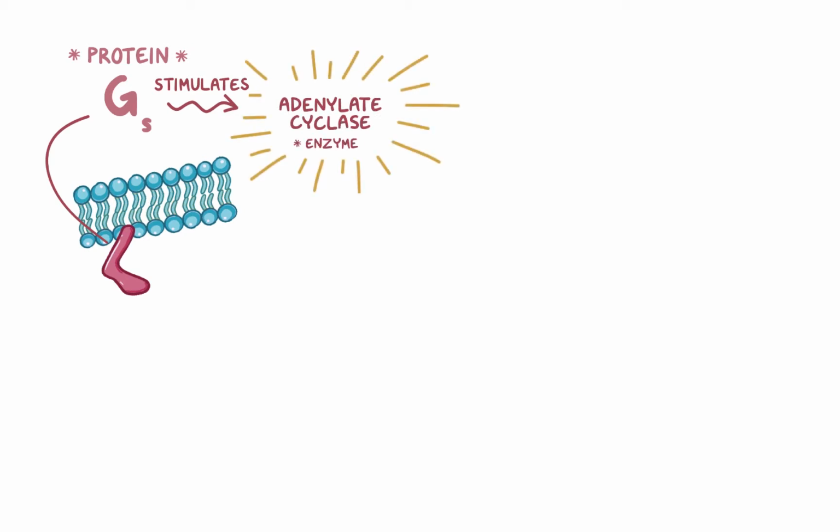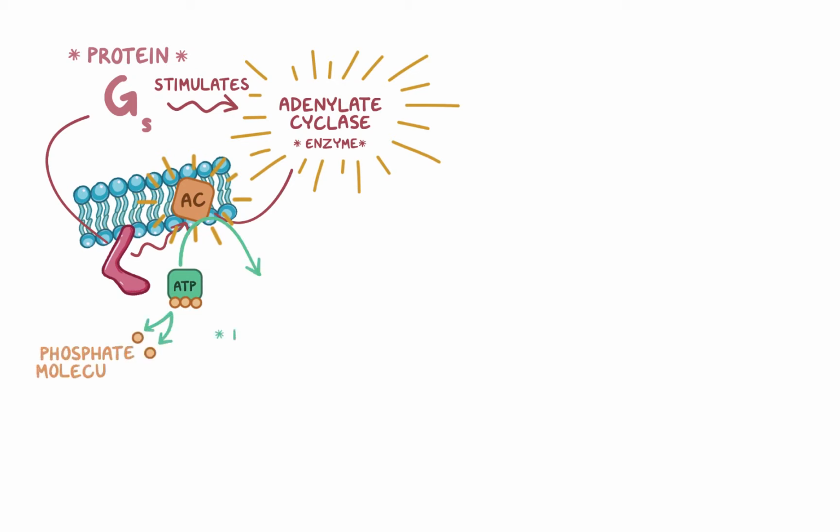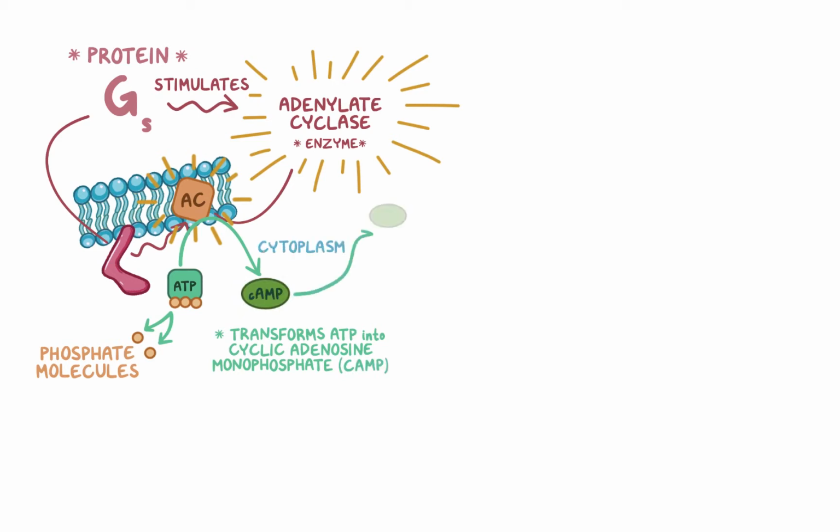Next is protein Gs, which stimulates the enzyme adenylate cyclase. Activated adenylate cyclase takes adenosine triphosphate, or ATP, and removes two phosphate molecules, transforming it into cyclic adenosine monophosphate, or cAMP. cAMP moves throughout the cytoplasm and binds to the enzyme protein kinase A.